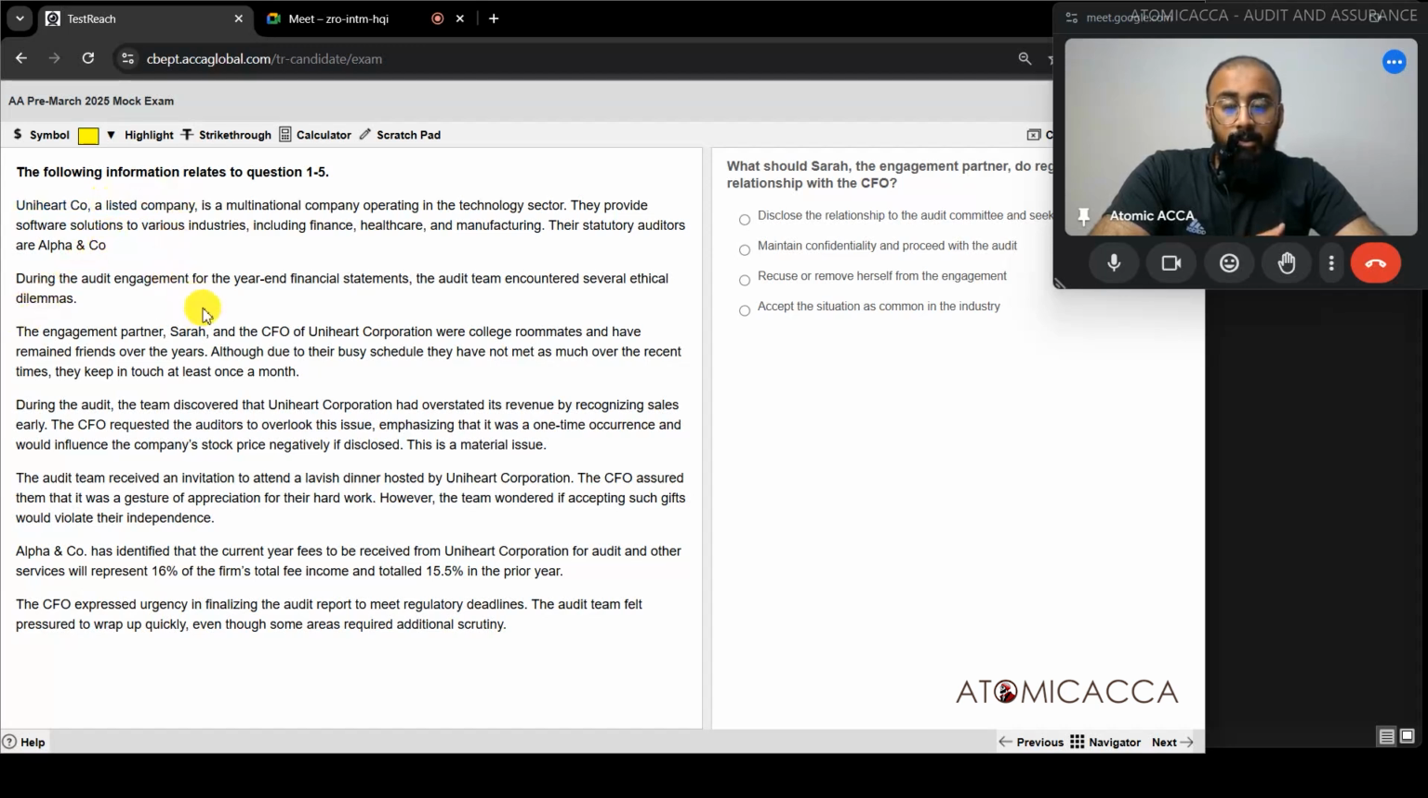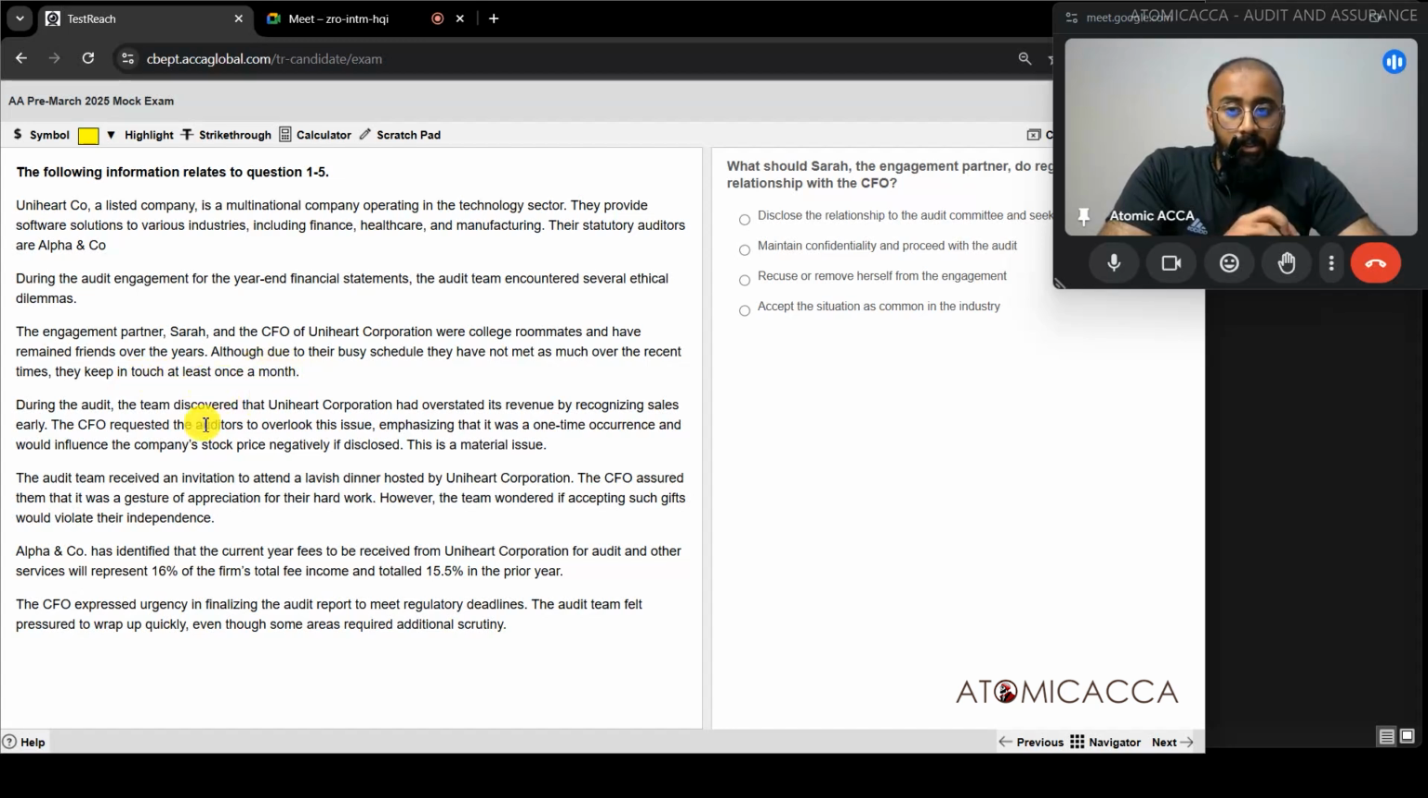During the audit engagement for the year-ended financial statements, the audit team encountered several ethical dilemmas. So this is related to ethical issues. Now, the engagement partner Sarah and the CFO of Unihart Corporation were college roommates and have remained friends over the years. The engagement partner is the top person in the audit firm, the CFO is the top person in the client company, and they are friends over the years, which means they have a familiarity threat over here. Although, due to their busy schedules, they have not met as such recently, they kept in touch at least once a month.